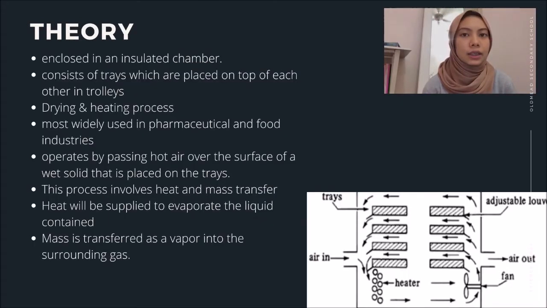For the theory part, the tray dryer is enclosed in an insulated chamber. It consists of trays which are placed on top of each other in the trolleys. So this tray dryer's function is for drying and heating process. In industries, the tray dryer is the most widely used in food and pharmaceutical industries since the heating and drying processes are really taking part in both industries.